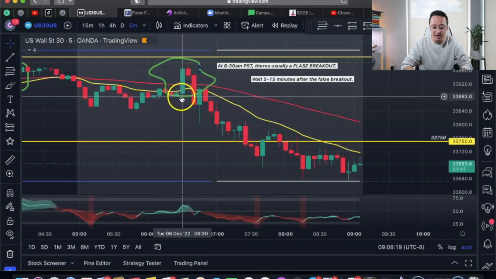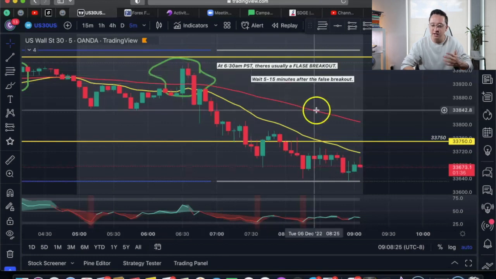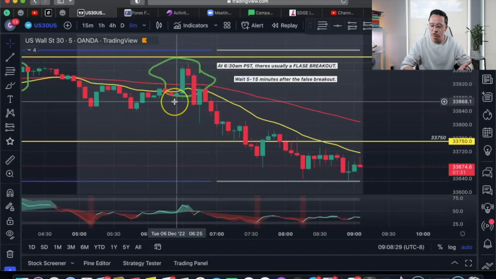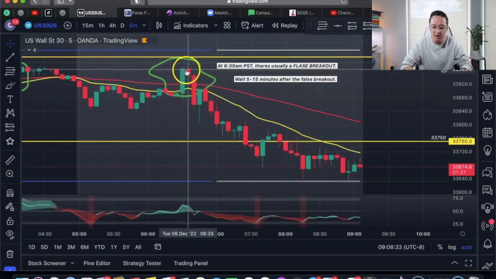Notice right here, 6:30 to 6:35, it pushes up. And then at 6:30 to 6:45, it pushes down. And this is why I tell you guys, wait 5 to 10 minutes. Because if you do trade on the 5-minute chart, you could have seen the false breakout right here push up. Then you could have seen this candle at 6:40 close, which is a spinning top or reversal candle.